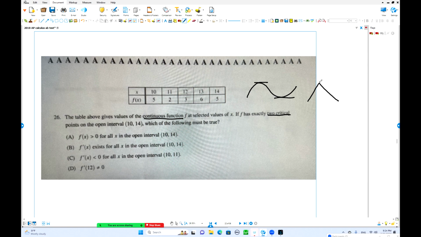At this point, f of a is undefined, but this is also called a critical point. Are you okay with this? So the definition of critical point: f prime of x equals 0, or f prime of x is undefined.